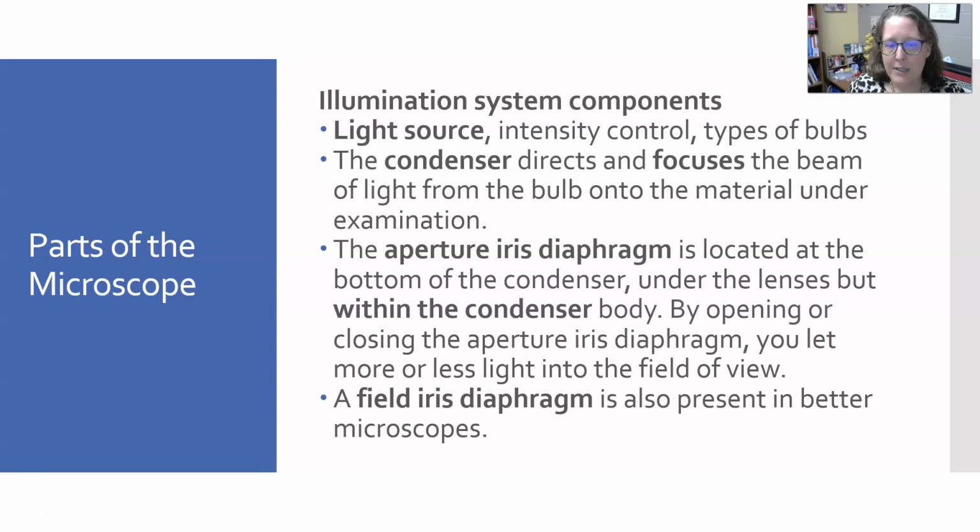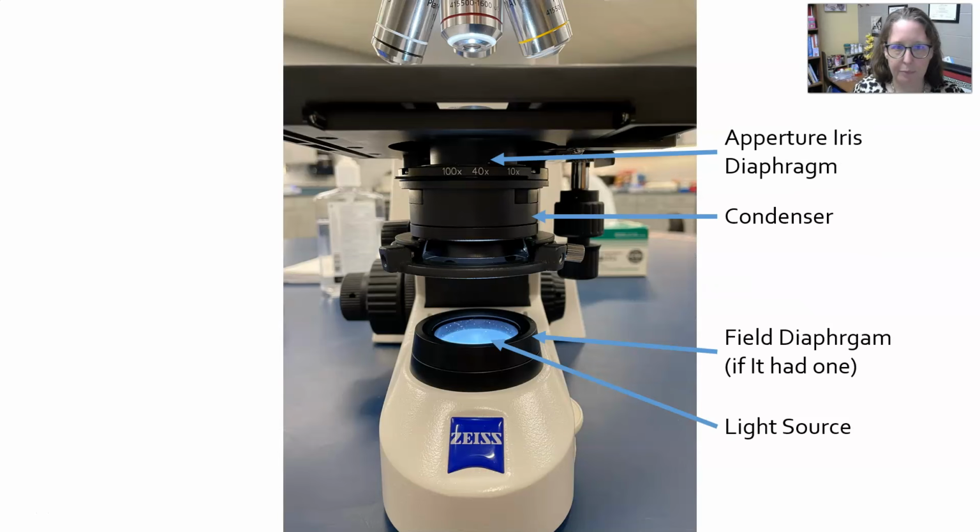And there is also the possibility of having a field iris diaphragm in some microscopes. It's another iris diaphragm, and that one's over the light source, so you can increase and decrease how much light comes through the light source with this field iris diaphragm.